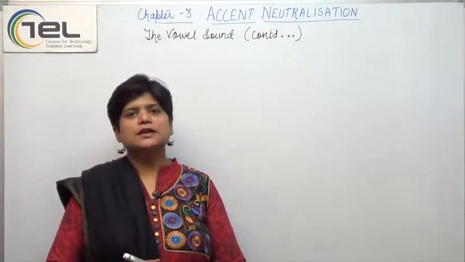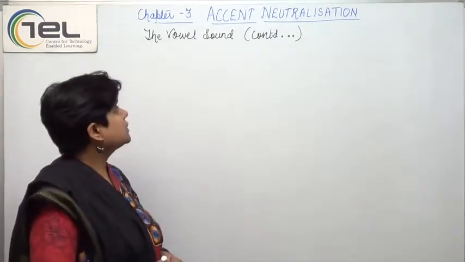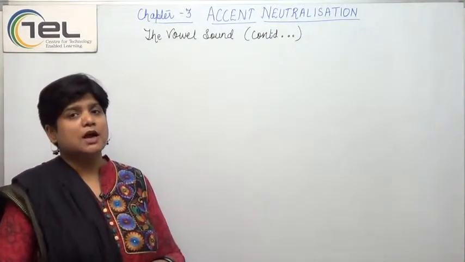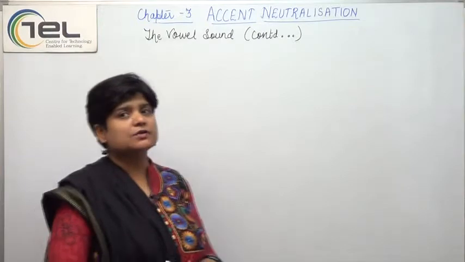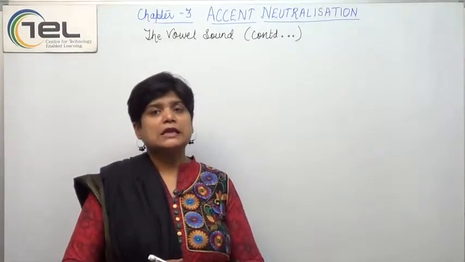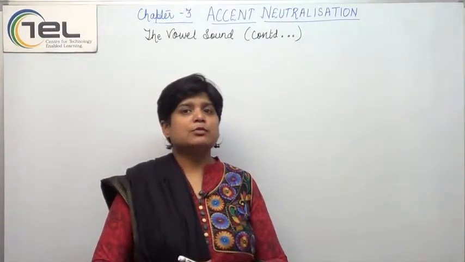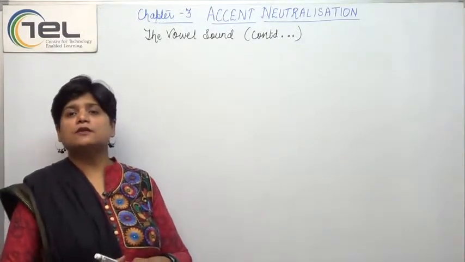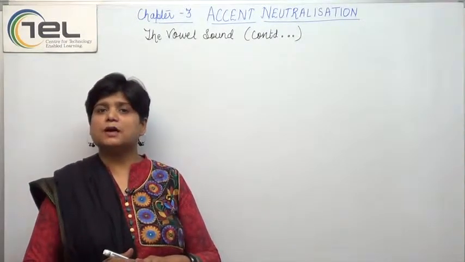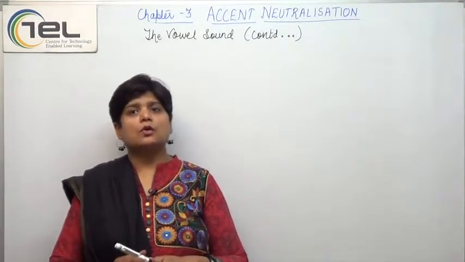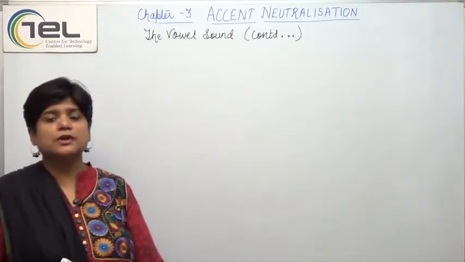Now in accent neutralization, हमने जो कि अपने पिछले lecture में सीखा वो था vowel sounds. Vowel sounds में हमने तीन sounds सीखी. इस lecture में आइए कुछ और sounds सीखें. जैसा कि मैंने आपको बताया कि हमारे English alphabet में पांच alphabets, पांच letters जो हैं vowels कहलाते हैं, but उनकी 12 sounds को आपको मास्टर करना बहुत ज़रूरी है.